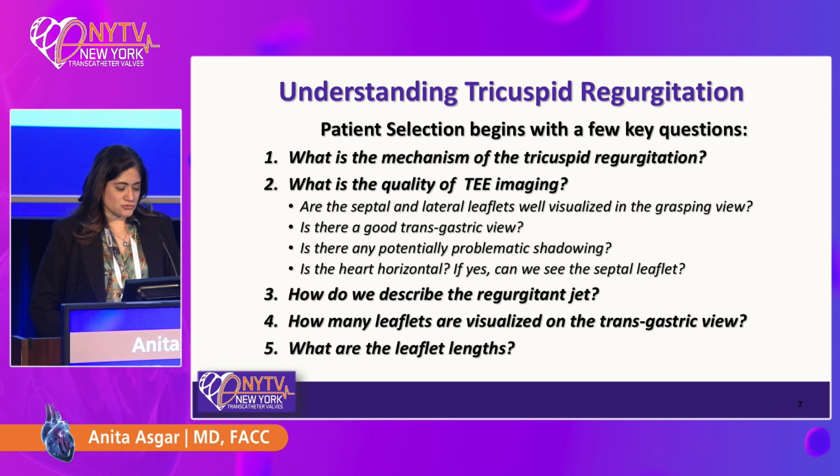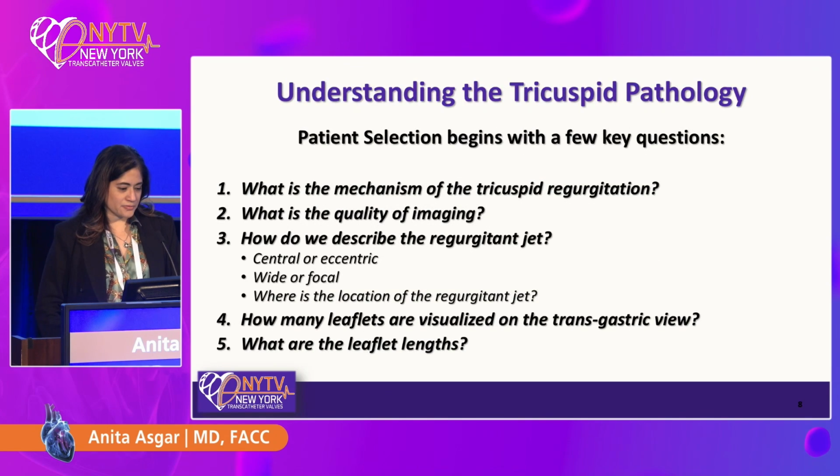How do we describe the regurgitant jet? How many leaflets? We're going to talk about these. Is the regurgitant jet central or eccentric? Is it wide or is it focal? And where is the location?